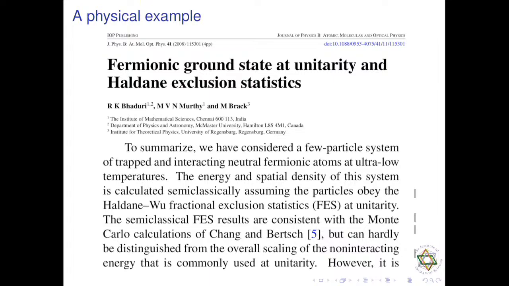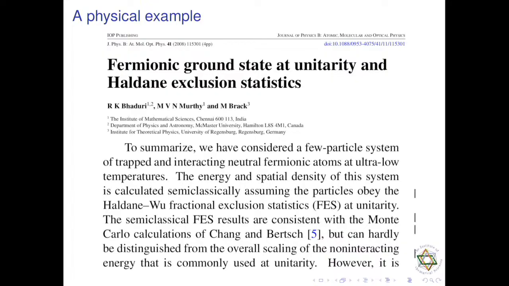Then this is a paper by Murthy and Rajat Bhaduri, which actually applies it to a physical situation. So in cold fermionic atoms, you can tune the interaction strength. So you can go continuously from weak coupling to very strong coupling. The interest in this comes because weak coupling is like BCS theory of superconductivity. At strong coupling, it's more like condensed boson pairs, strongly bound pairs and condensed. Now the intermediate point is called the unitarity point.